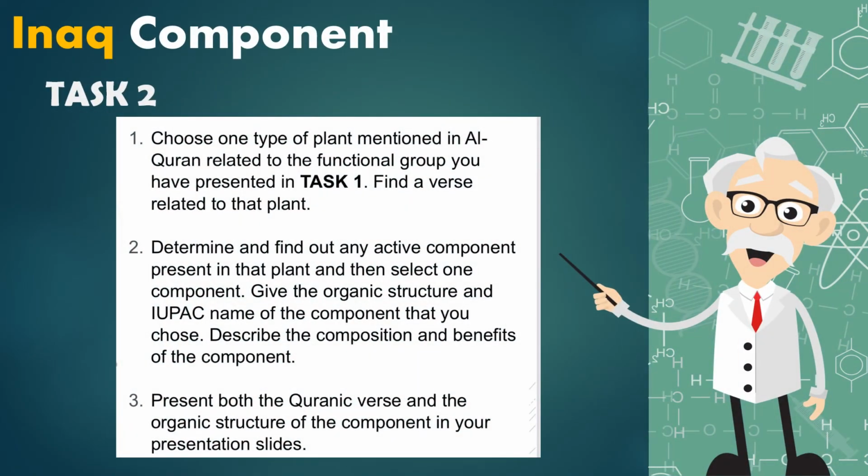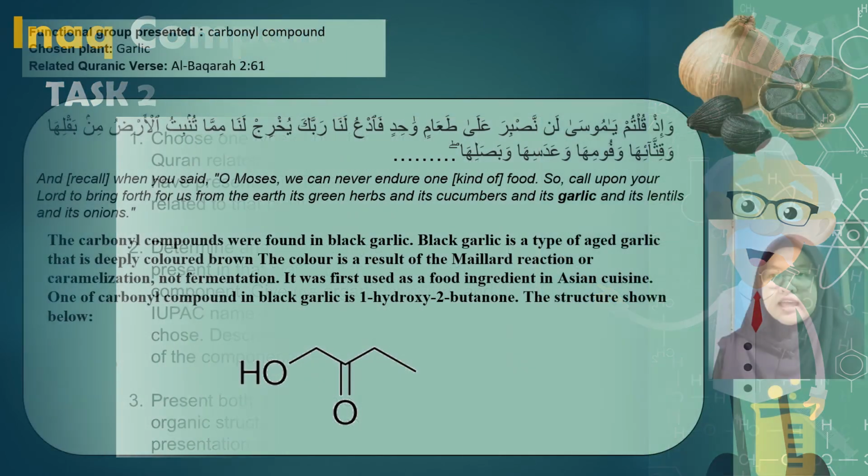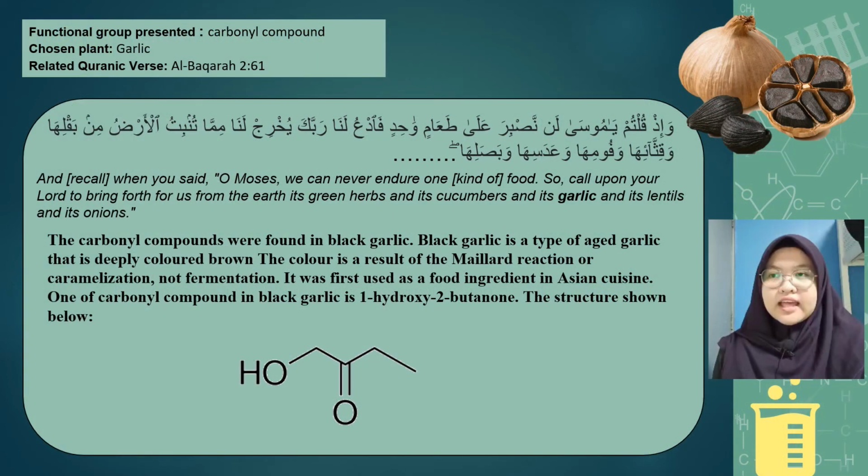We have chosen garlic as our chosen plant. The functional group present is the carbonyl compound. Garlic is actually mentioned in Surah Al-Baqarah, ayah 61. The meaning of the ayah is: and recall when you said, O Moses, we can never endure one kind of food. So call upon your Lord to bring forth for us from the earth its green herbs and its cucumbers and its garlic and its lentils and its onion.